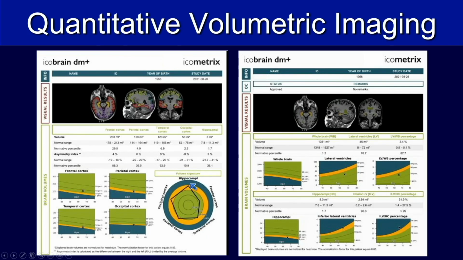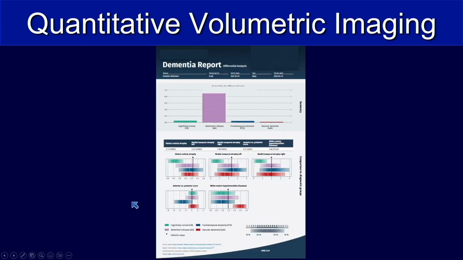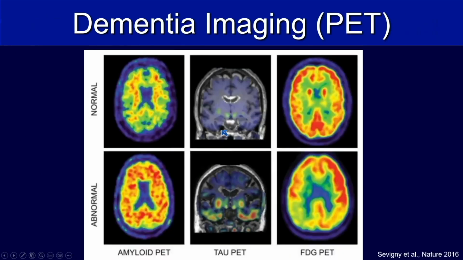This is IcoBrain's report. It's a slightly different company, but again, the pertinent structures, anything in the blue is at the 1 percentile, and this is sort of a spider graph that points to different lobes in the brain. This is a Combinostics report. It actually predicts what kind of dementia pattern you might have. Here it's predicting off of the MRI that this patient might have Alzheimer's.